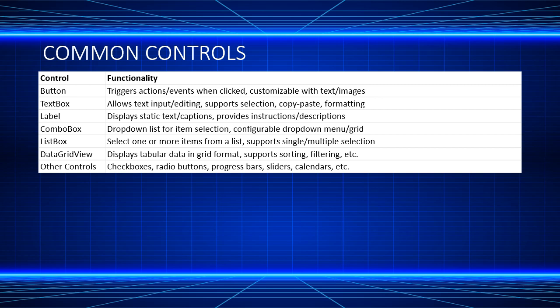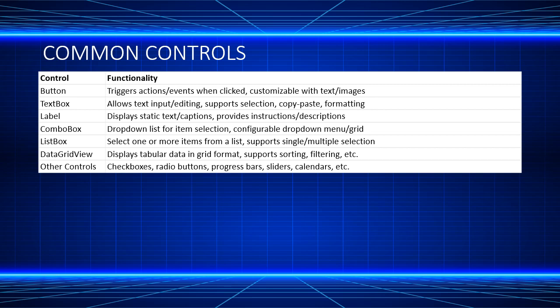Text box. Text boxes allow users to input and edit text within the application. They support features such as text selection, copy-paste functionality, and text formatting options. Label. Labels are non-editable elements used to display static text or captions. They are often used to provide instruction, descriptions, or identifiers for other controls. Combo box. Combo boxes enable users to select an item from a predefined list of options. They can be configured to display a list of items in a drop-down menu or as a drop-down grid.